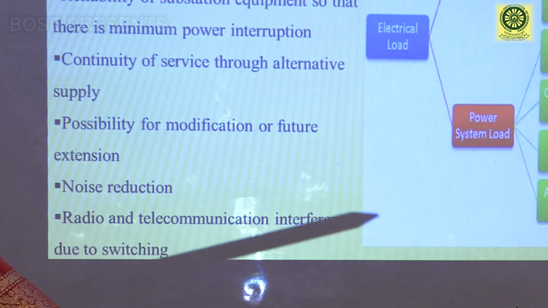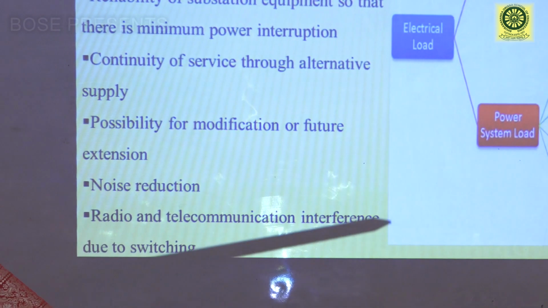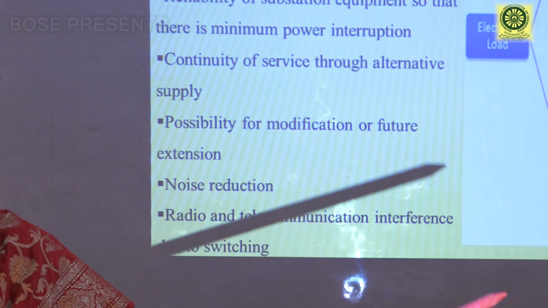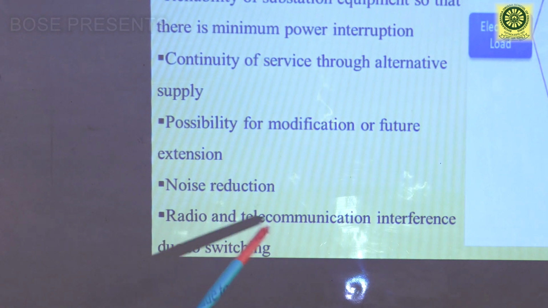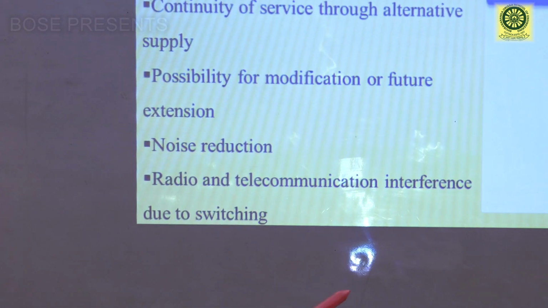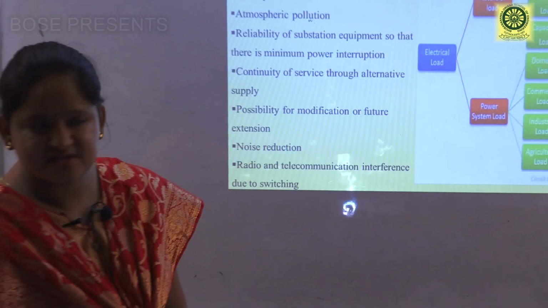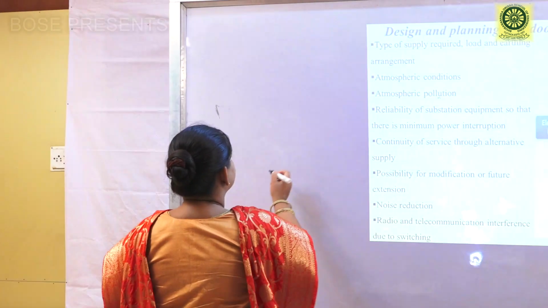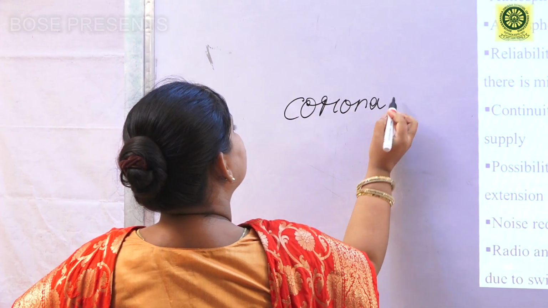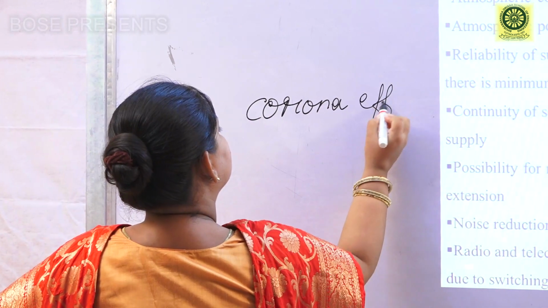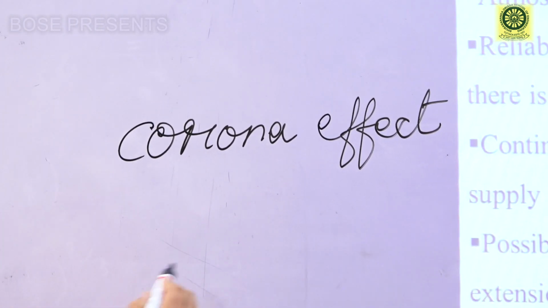We can reduce the noise level by keeping the transformer on rubber pads, like non-reflecting resistance pads, which will cause the least vibrations. Now come to radio and telecommunication interference due to switching. What is radio and telecommunication interference due to switching? It is caused due to switching, due to the corona effect. Now what is the corona effect?